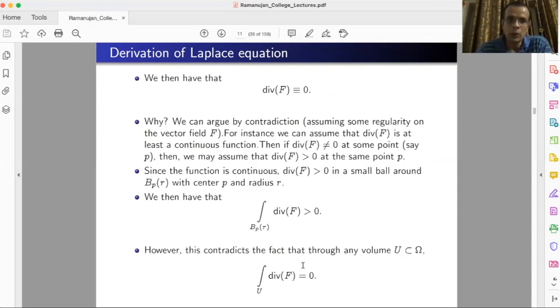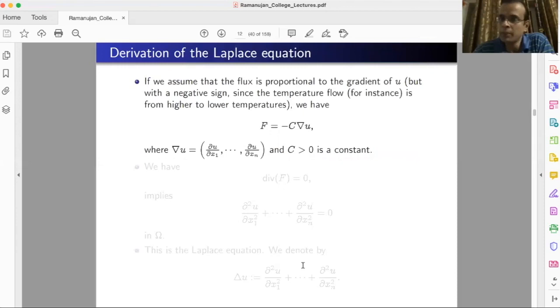Okay, so let's assume that the flux is proportional to the gradient, but with a negative sign, since the temperature flow, for instance, is from higher to lower temperatures. So let's say C here is positive, and I have put a minus sign over here. Then F is equal to minus C gradient of U. And recall that the gradient of U is a vector field given by du dx1 all the way up to du dxn, so these are the n components.